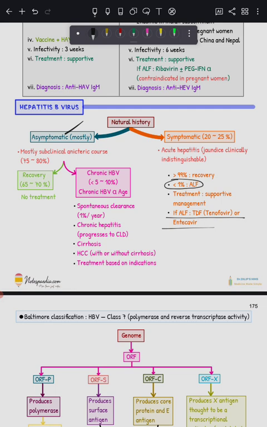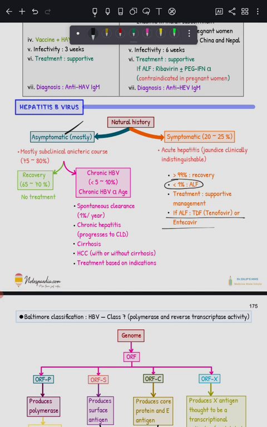And there can be recovery as well, 65 to 90%, and most people clear the virus spontaneously and no treatment is required for these patients. So the question is, what percentage of adults spontaneously clear acute hepatitis B virus? That is around 65 to 70%. Some say 65 to 90%. So you can answer it as 90%.